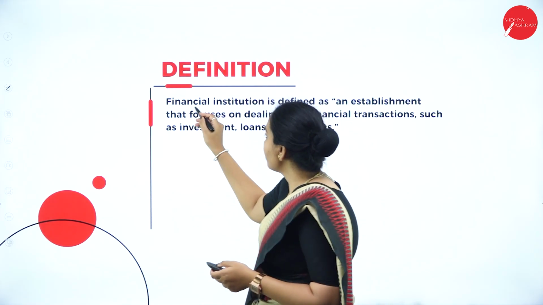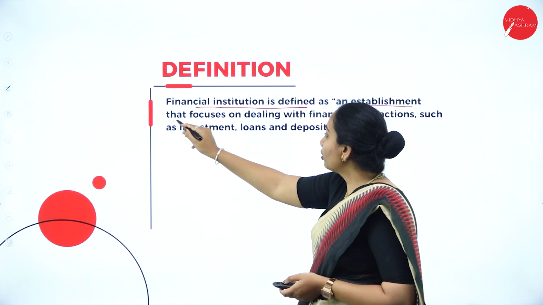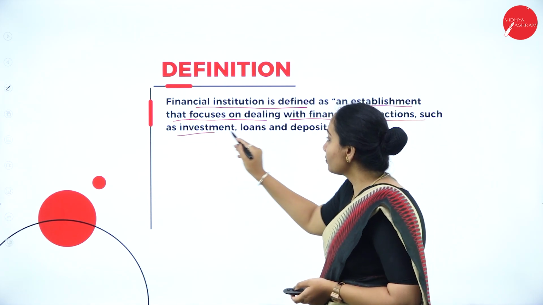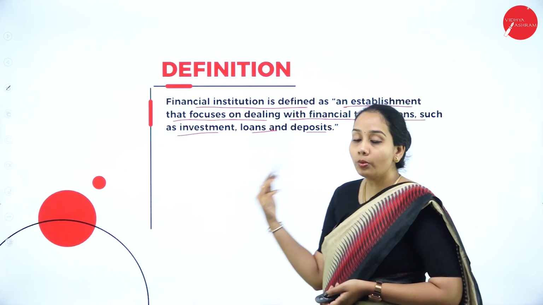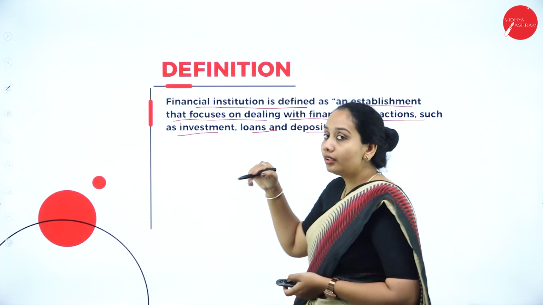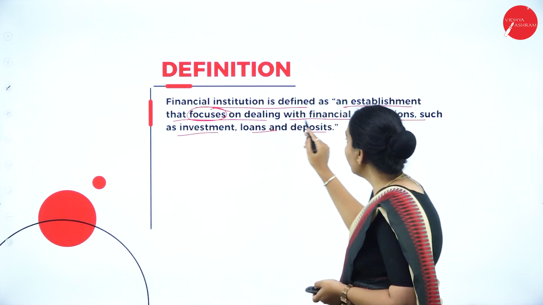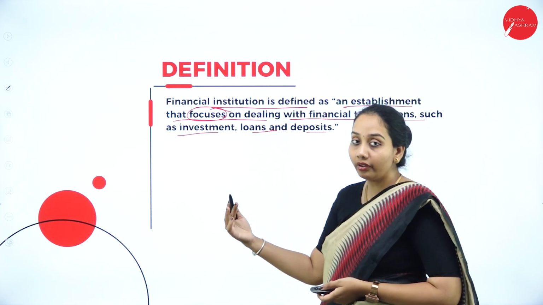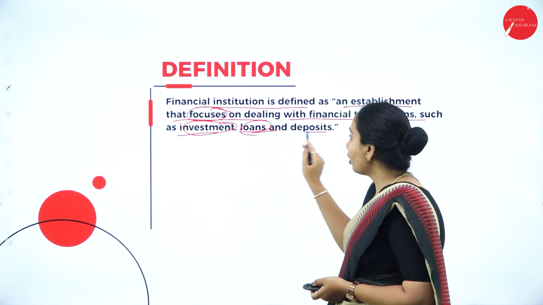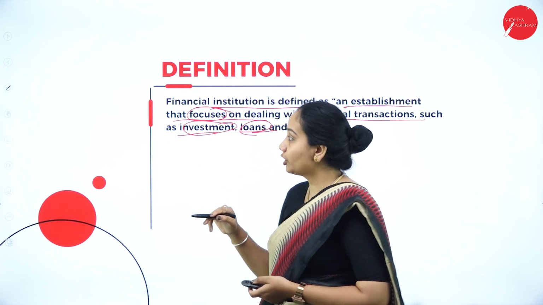A financial institution is defined as an establishment that focuses on dealing with financial transactions such as investments, loans and deposits. So what is the definition of it? Financial institutions are institutions that focus on dealing with financial transactions. What are those financial transactions? Whether it is investments, loans or any kind of deposits. This is the definition of financial institution.